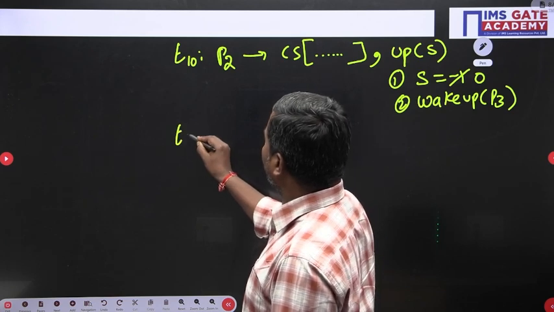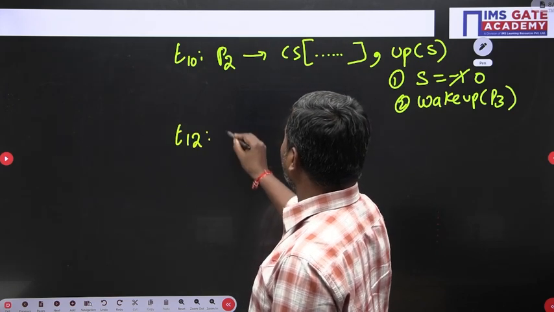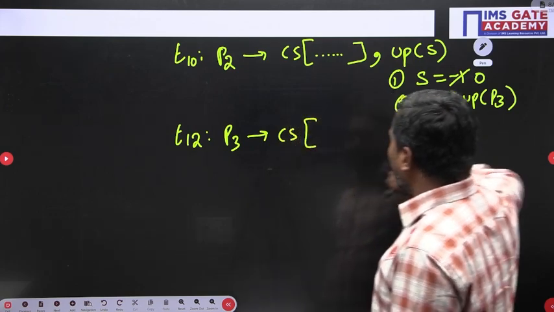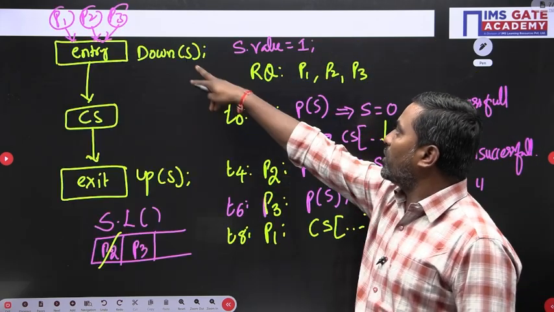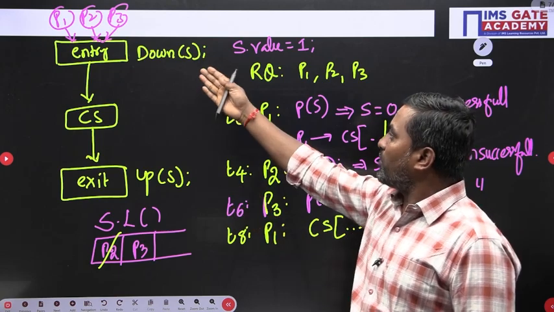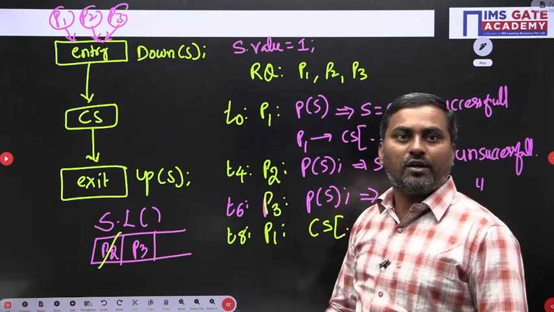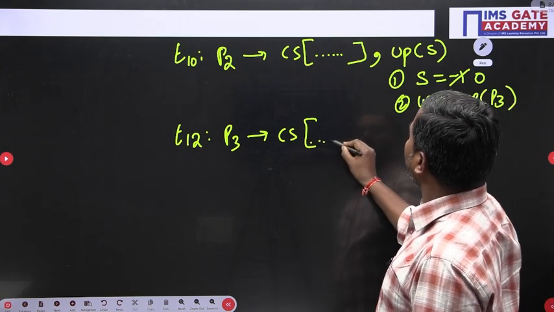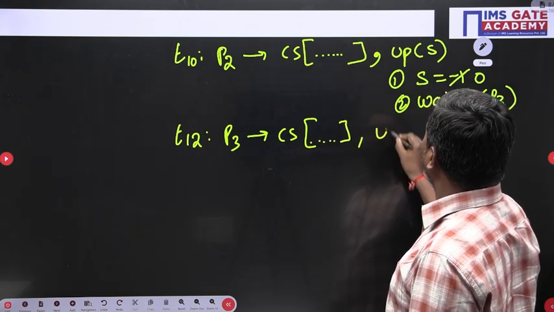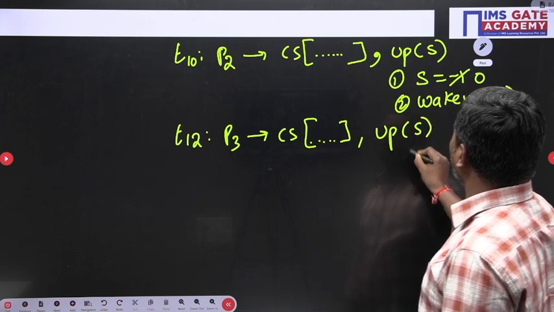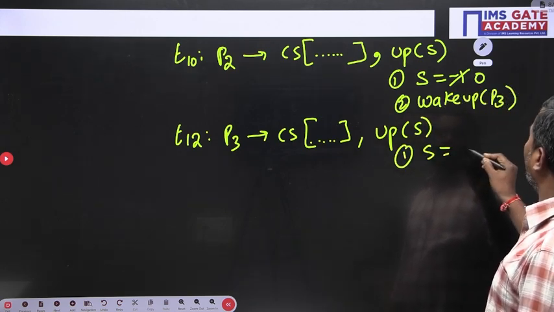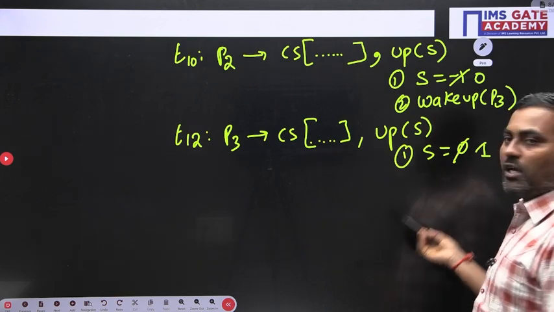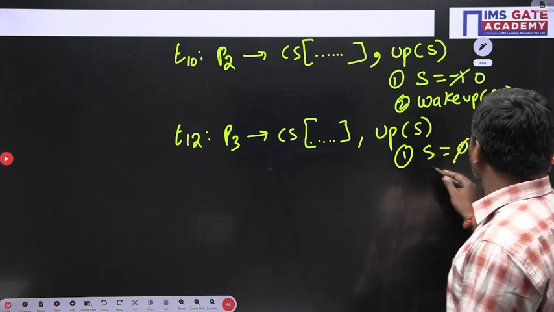At time, suppose, let's take 12, process P3 came. It will come directly to the critical section only, right? Because process P3 also got blocked during the down operation only. After this operation, the next instruction is nothing but entering the critical section. So it also will enter the critical section, completes the set of instructions, and performs the up operation. So you have to increment S; 0 was there, you make it 1. Now the second step, wake up: we do not have any process to wake up, right? So I can stop here.